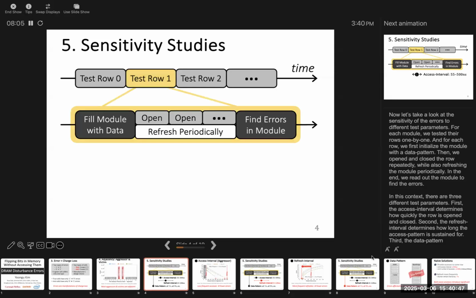Then in each particular test, you first fill the memory module with data, and then you repeatedly open and close that particular row, let's say row 1. And in the meantime, while you are repeatedly opening and closing, you are also refreshing your memory periodically.